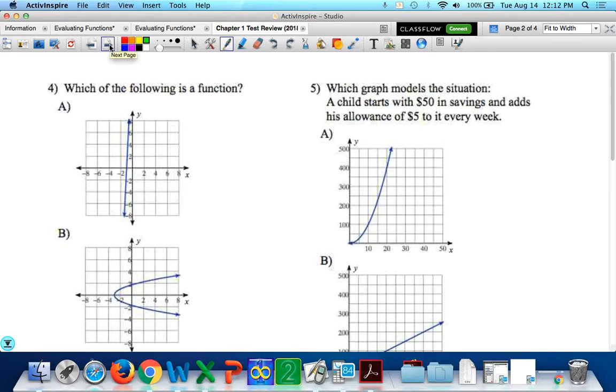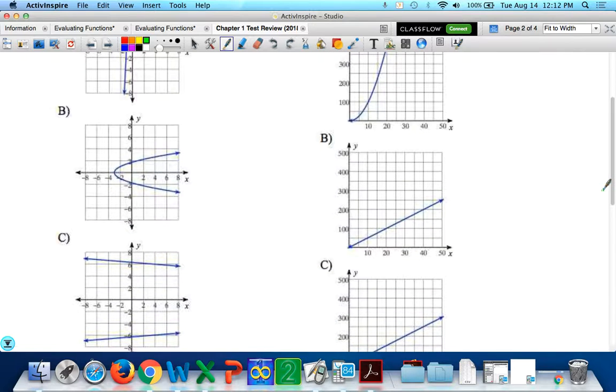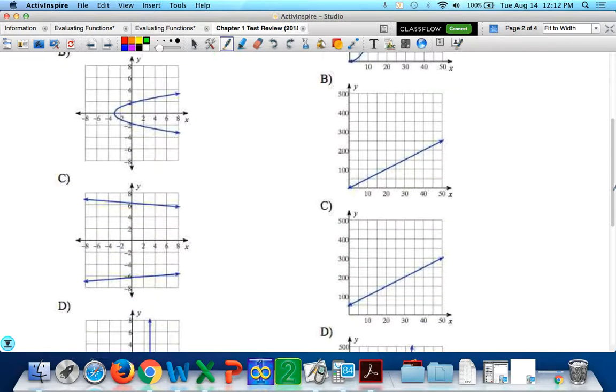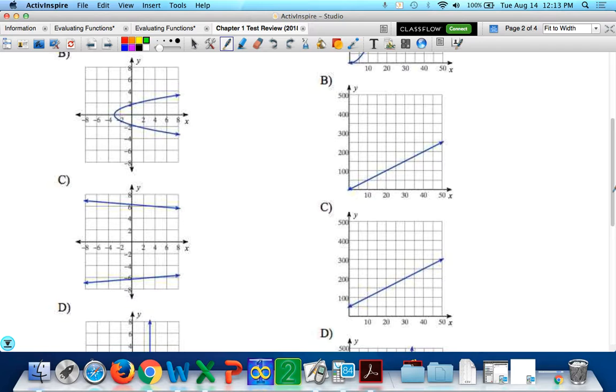Number 4, which of the following is a function? What we're looking for here is, can it pass the vertical line test? That means if you draw a vertical line, does it hit the graph twice? Every function should only hit once. So one of these graphs is also going to just not be like the other ones. Let's start with number 2 for good reasons, because A is actually the answer. If we draw a vertical line, we see that it hits our graph twice. That means this is not a function.